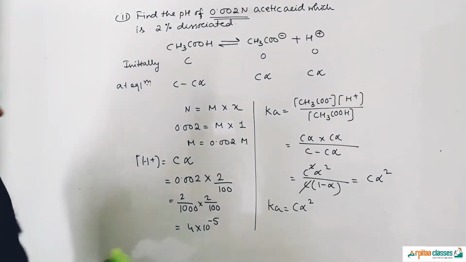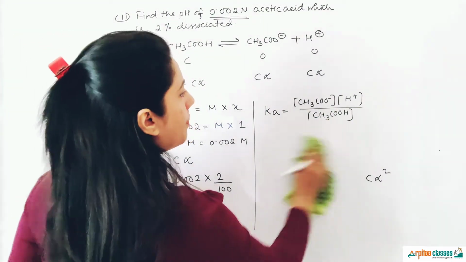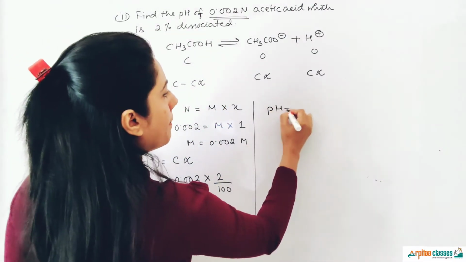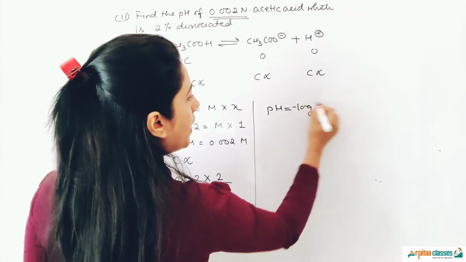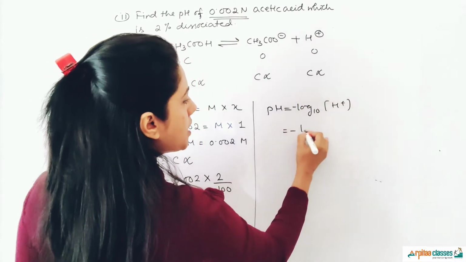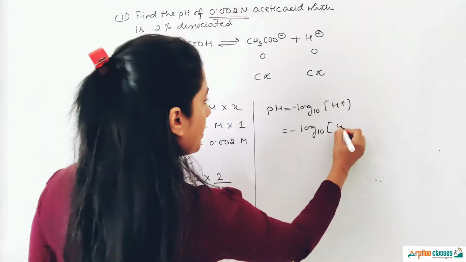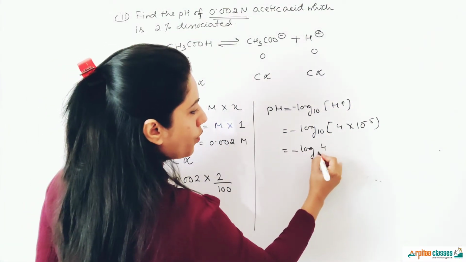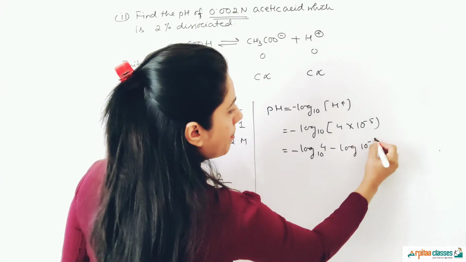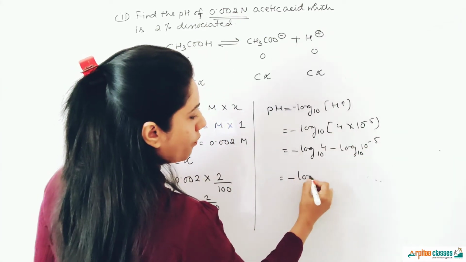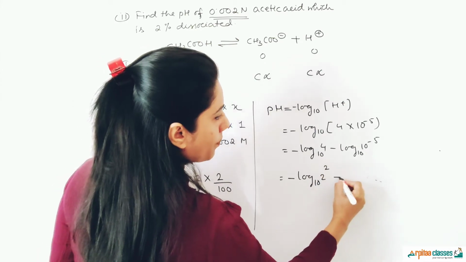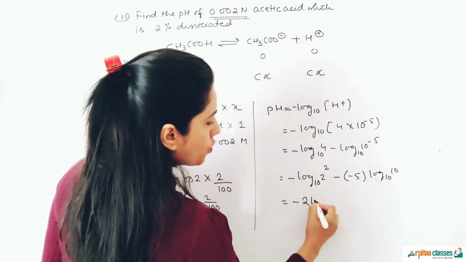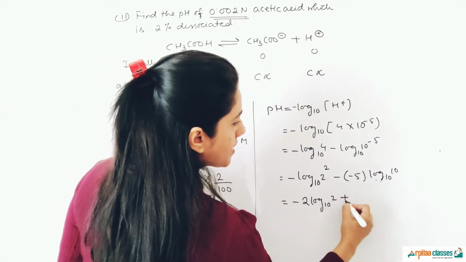We do not need this basically, so I can just rub it. Okay, so we need the pH. pH is equal to minus logarithm of H plus ion concentration, and for this particular solution H plus ion concentration is coming 4 into 10 raised to power minus 5. So calculate this: minus log 4 minus log 10 raised to power minus 5. For log 4 we can write 2 raised to power 2, minus of minus 5 log 10 to the base 10. This is minus 2 log 2 plus 5.